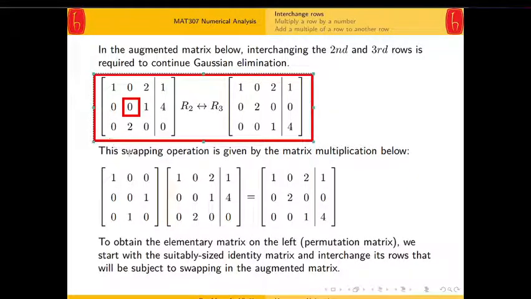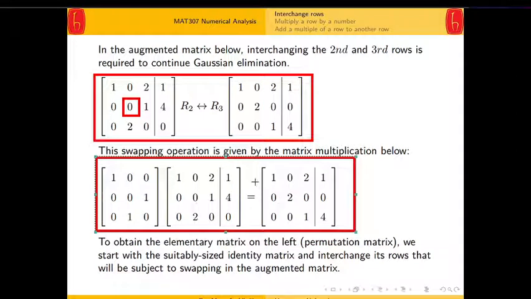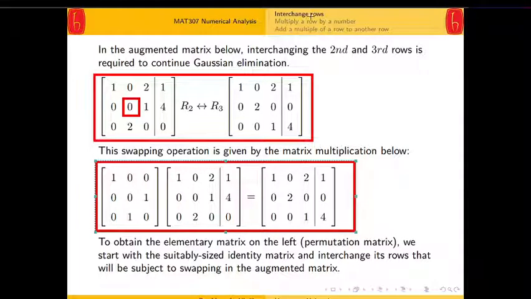So this swapping operation is given by the matrix multiplication below. Another way to show it is this. So this is basically a matrix product, okay? The matrix on the left is known as the elementary matrix. Also, for this particular case, interchanging rows, it is a permutation matrix, okay?